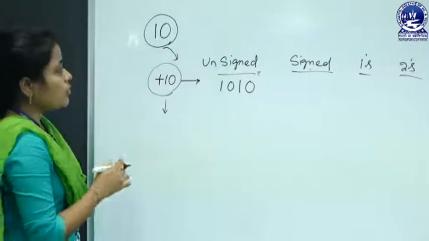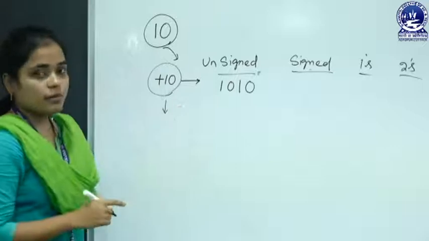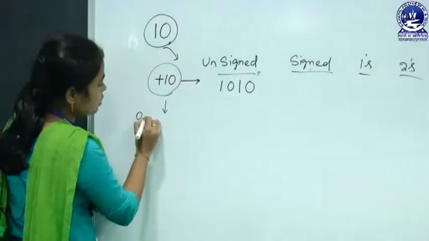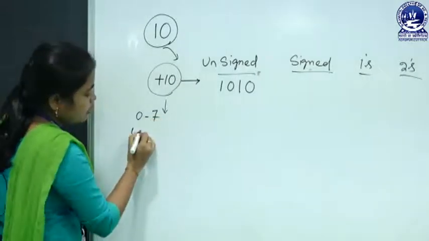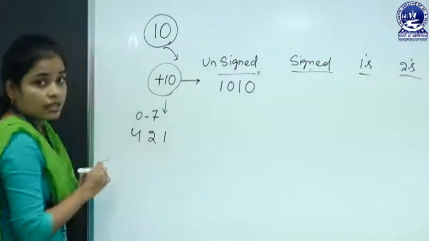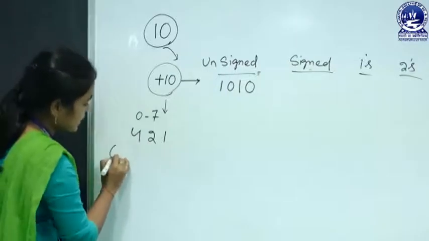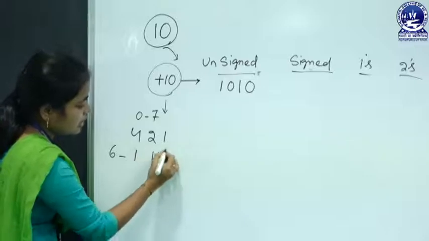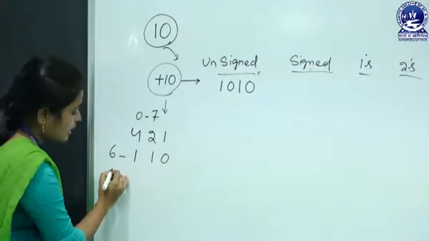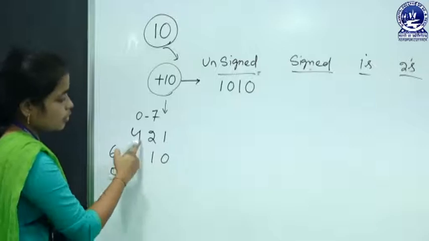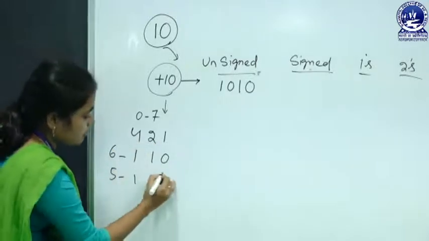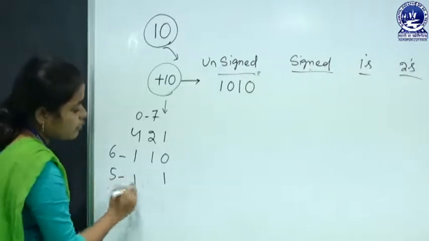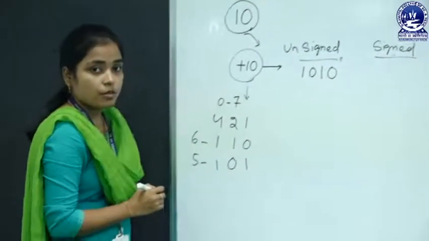If you want to convert a decimal value into binary format, there is a shortcut. Within 0 to 7 you can use the shortcut of 4 2 1. To represent 6, what will be the value? 4 plus 2 equals 6, so 1 1 and this bit will be 0. To represent 5, 4 and 1 will be 1, as 4 plus 1 is 5, so the 2 bit will be 0 and the others 1.